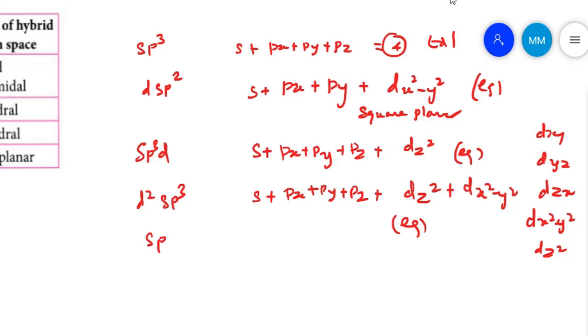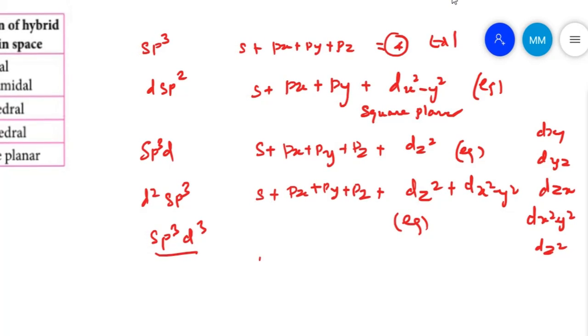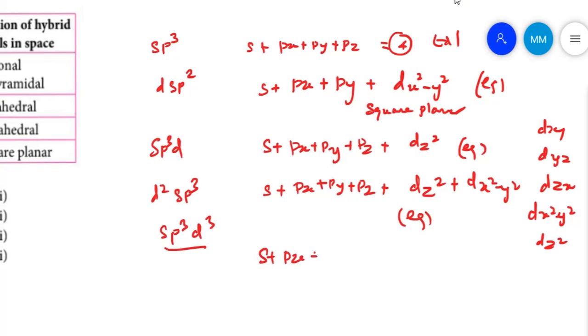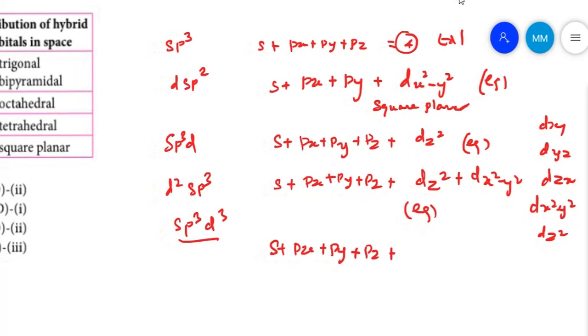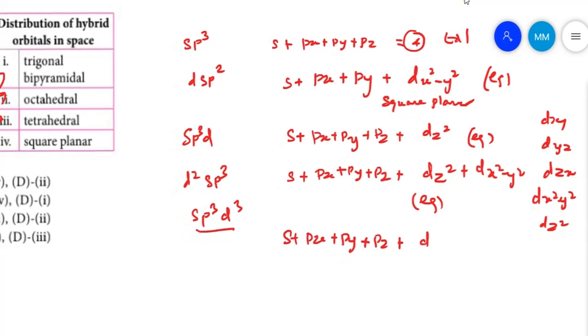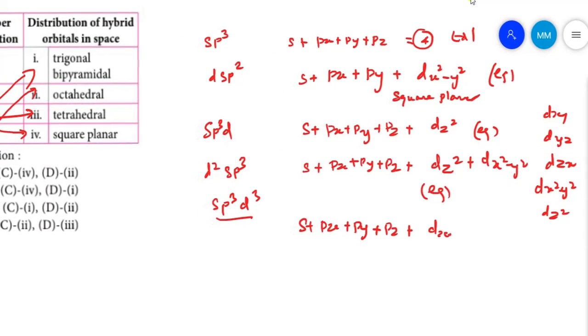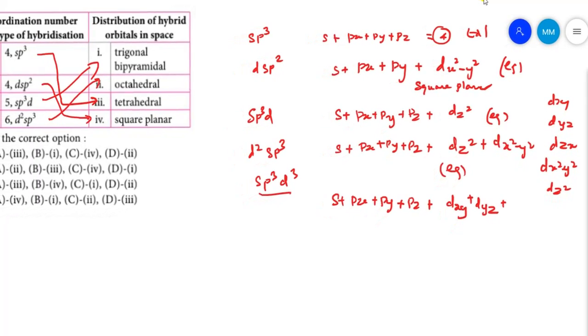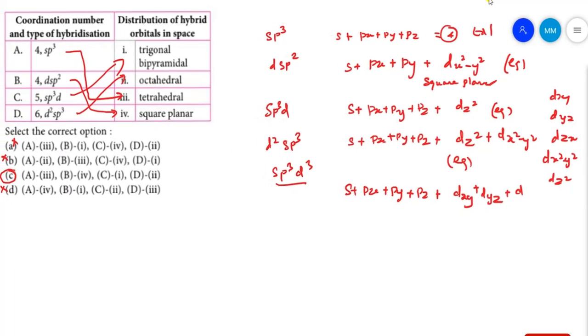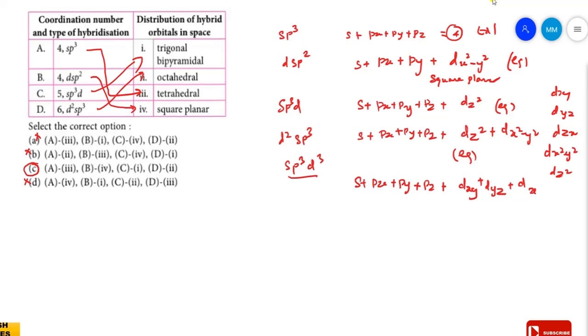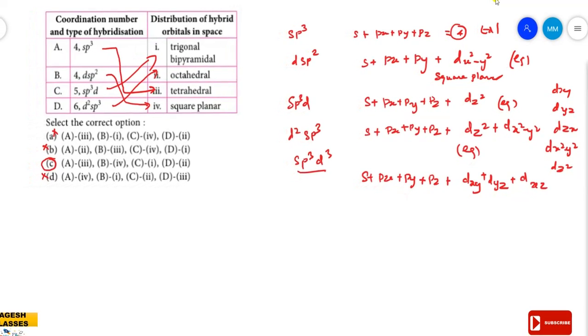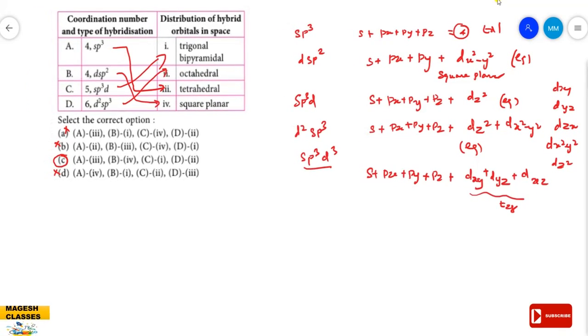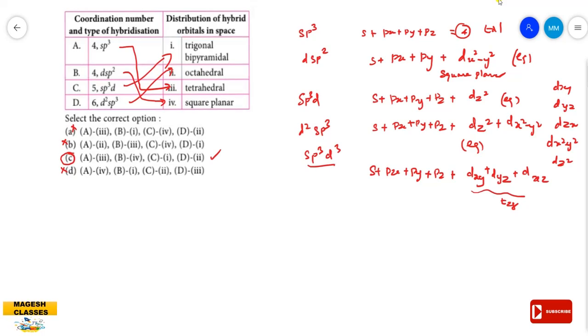One more is there, this sp3d3. It is pentagonal bipyramidal in shape. Here the d orbitals involved are different. It is px plus py plus pz, and the 3 d orbitals are the t2g orbitals, that is dxy, dyz, and dxz. Here the t2g orbitals are involved. So our answer is C.